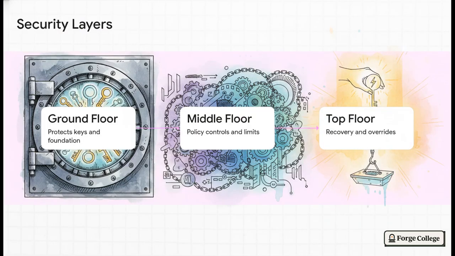And that mapping dictates our three main architectural layers. Step one is the ground floor, where we protect the foundation, the keys. Step two takes us to the middle floor, which is basically filled with policies designed to slow attackers down. And step three is the top floor, which handles emergency overrides and rescues.